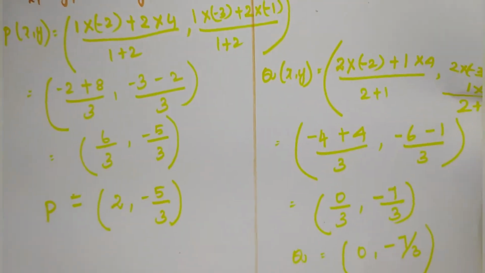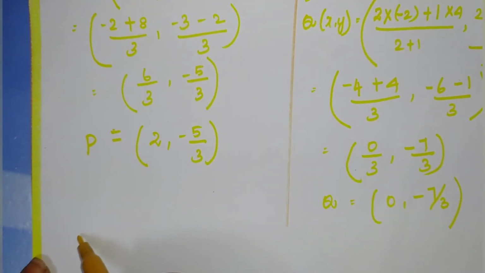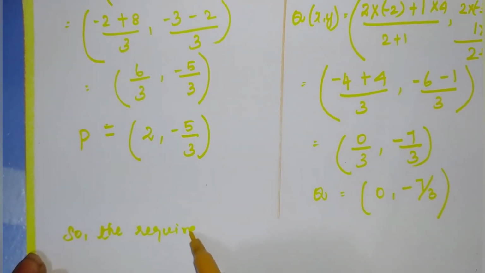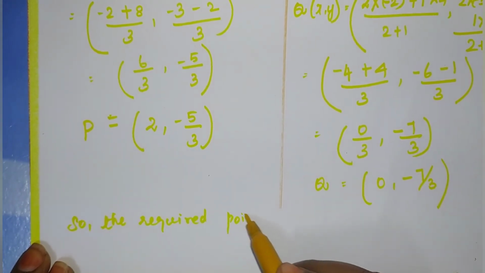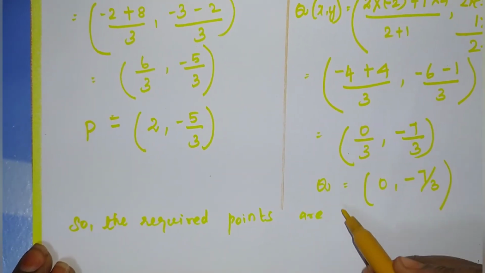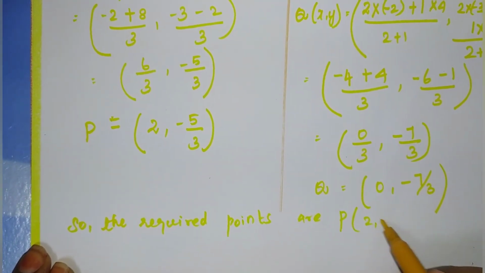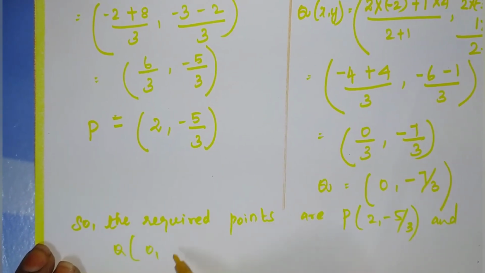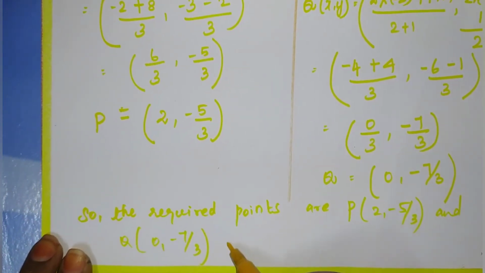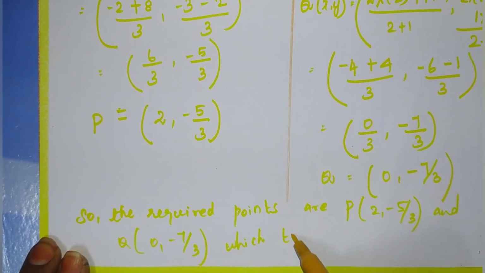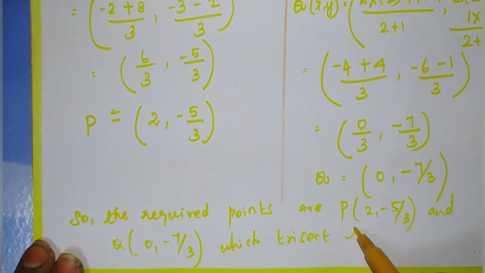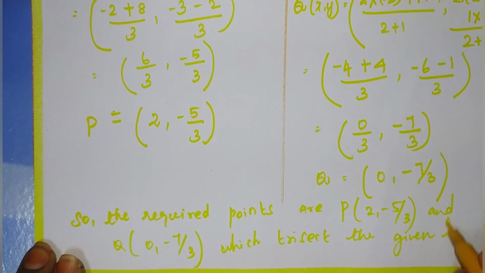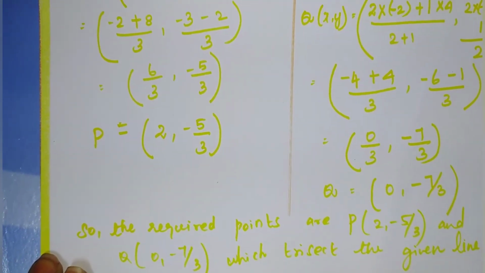Clear all of you children? So the required points are P of 2 comma minus 5 by 3 and Q of 0 comma minus 7 by 3, which trisect the given line. Clear children?